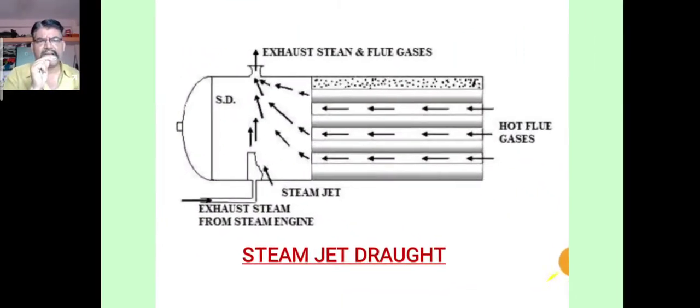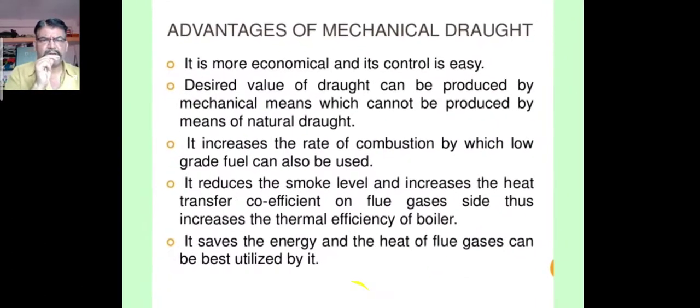Now you can see the diagram. The exhaust steam from the steam engine enters from the bottom into the steam jet equipment, and from the other side the hot flue gases go into the steam jet draught, so that a small pressure is created inside of it and the exhaust steam and flue gases go out, as I explained earlier.